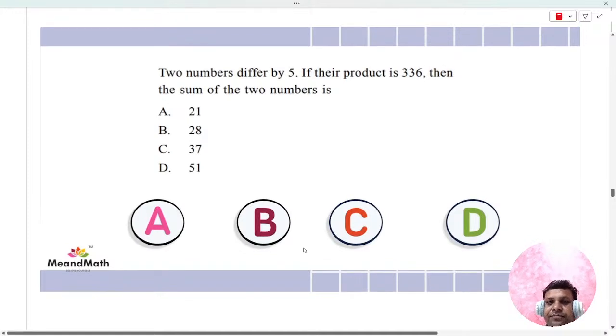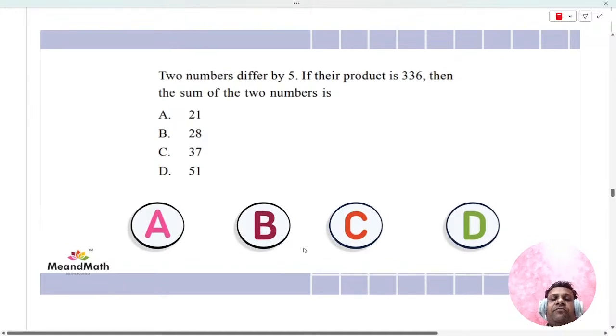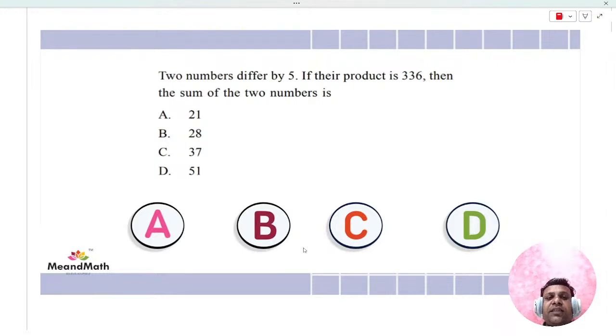Two numbers differ by 5. If their product is 336, then the sum of the two numbers is? Yes, this question is an easy one and a good one. Take 2 minutes to solve this.